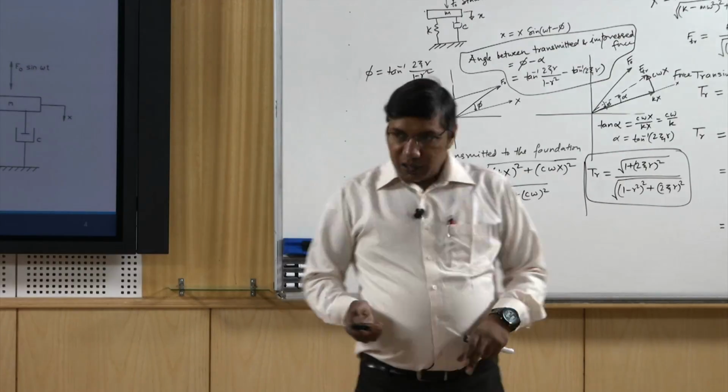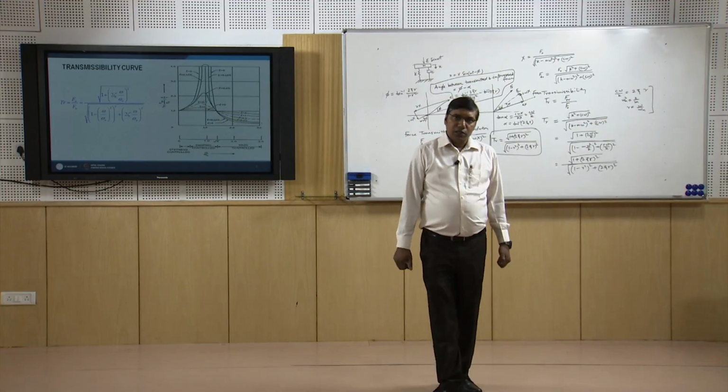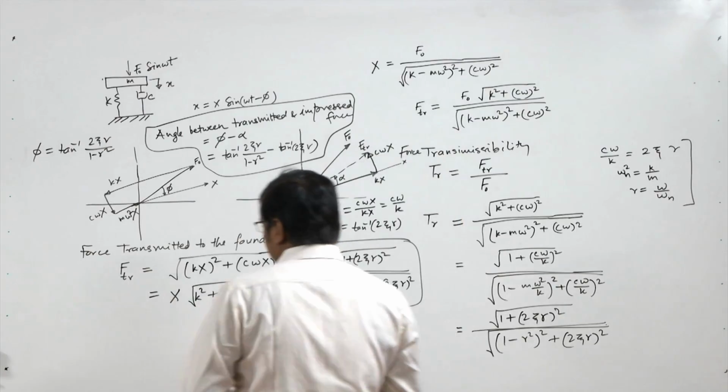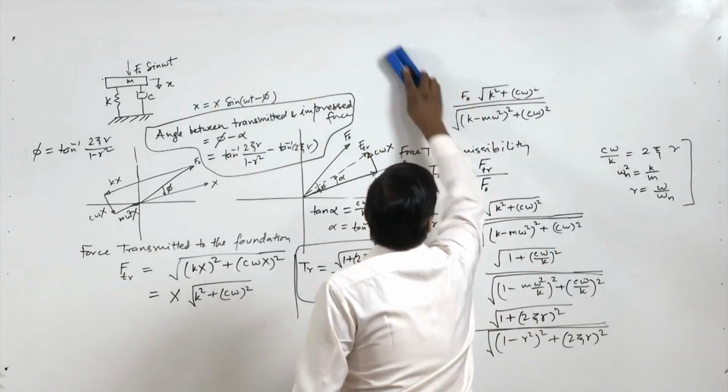So let's see this. Here I have plotted the transmissibility curve. We can see that this is transmissibility on the y axis, that is F_tr by F_0, and here is omega by omega n, that is r. Now one conclusion we can get from here.